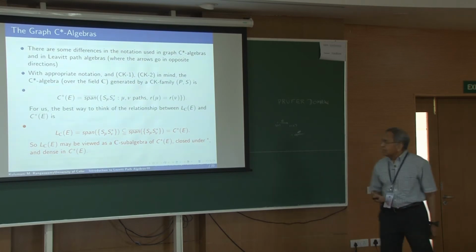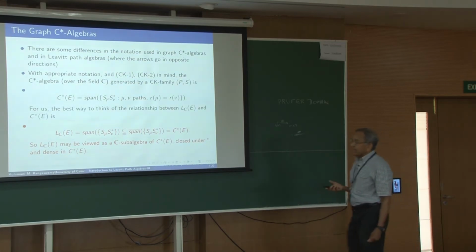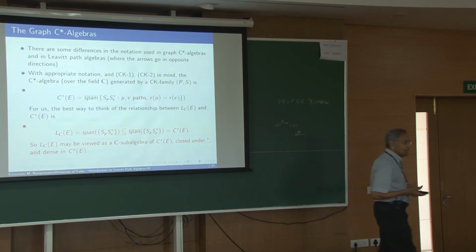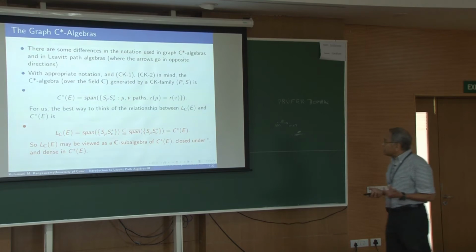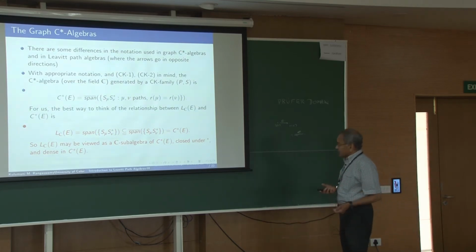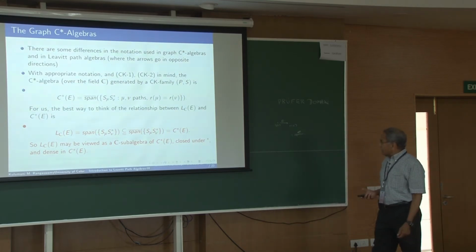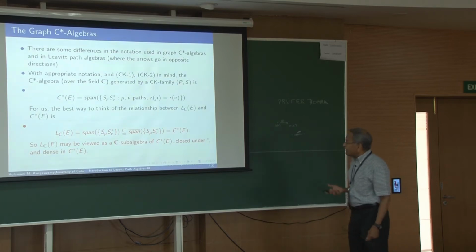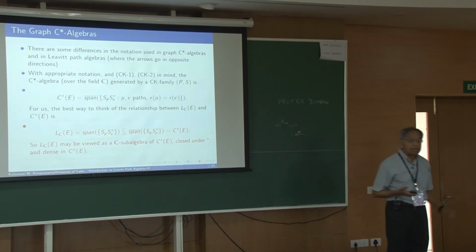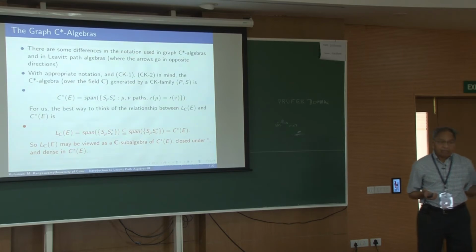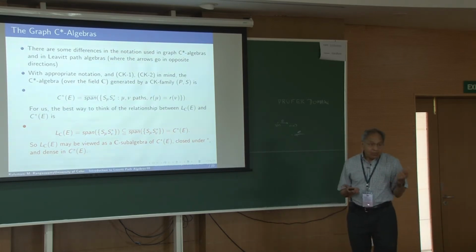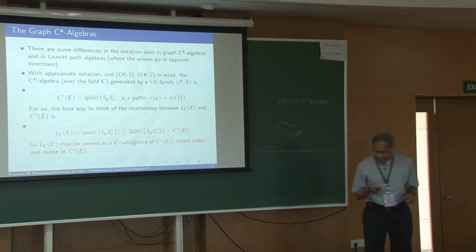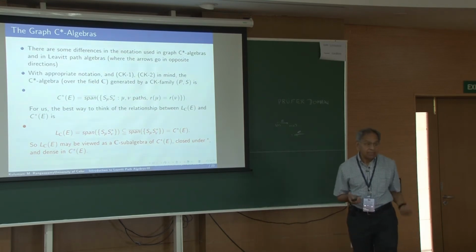In some ways, it's nice because we can now look at the Leavitt path algebra over complex numbers as a subalgebra, and indeed it is closed under the star operation, and it is a dense subalgebra, in the appropriate norm, of the graph C-star algebra. So it is another way to look at it, bringing some connections between them, and indeed there are some connections.